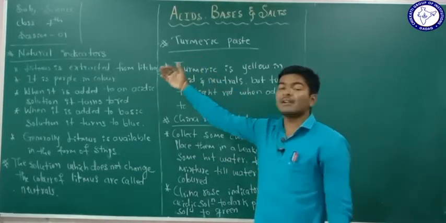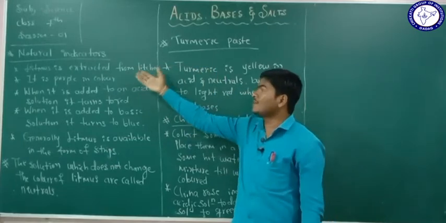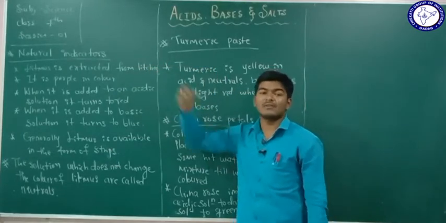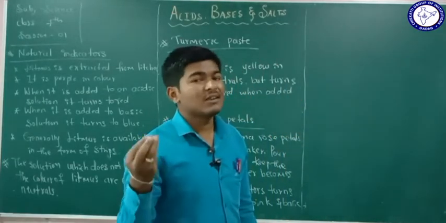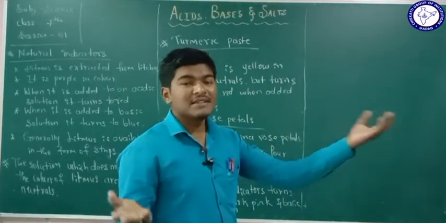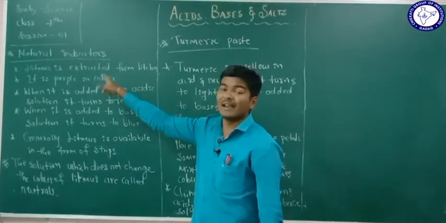So under the natural indicators we studied what a litmus paper is. This is one of the natural indicators which we use to check whether the given substance is acidic or basic in nature. It is done with the help of the litmus paper.